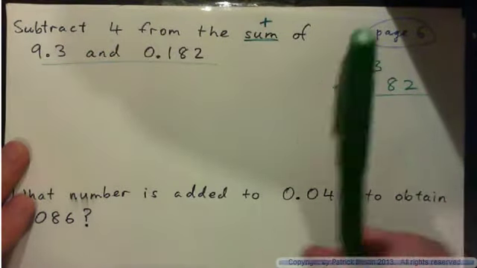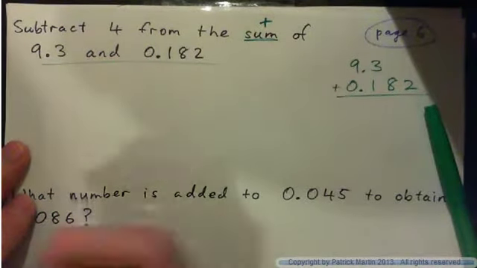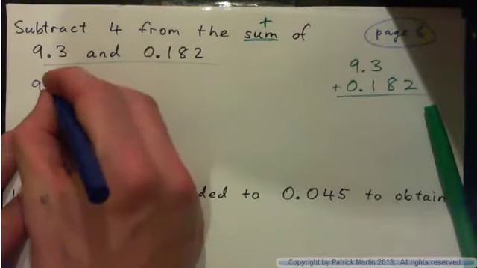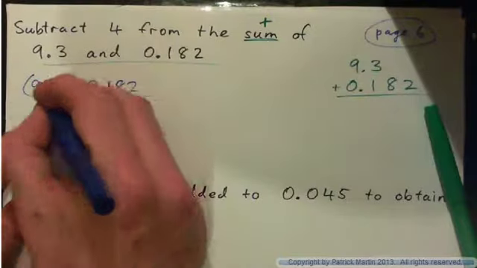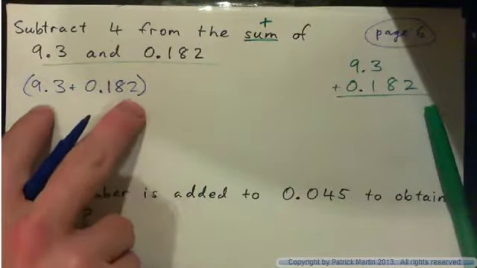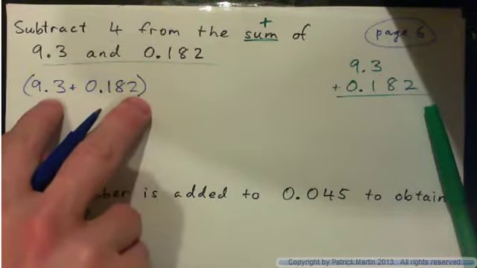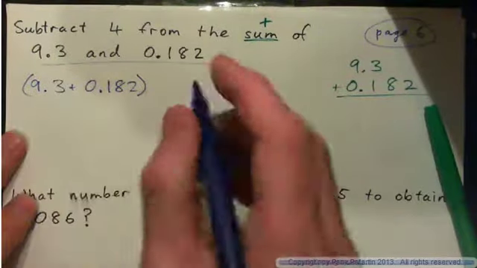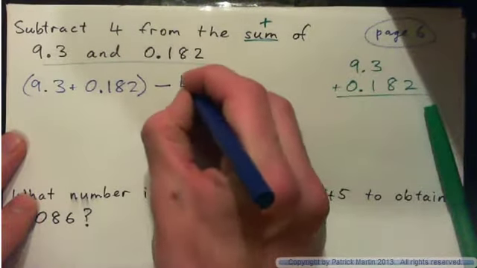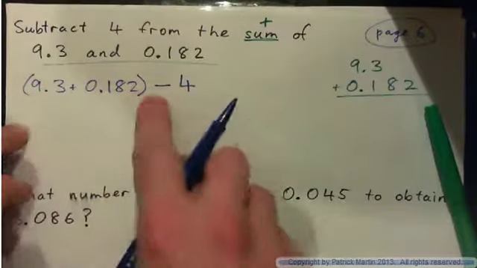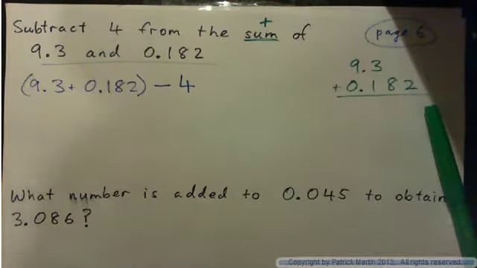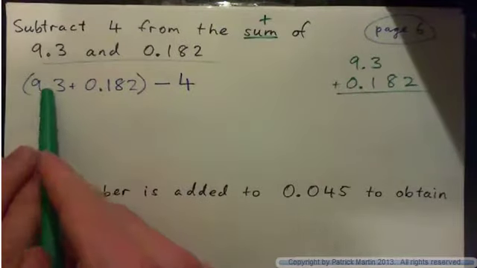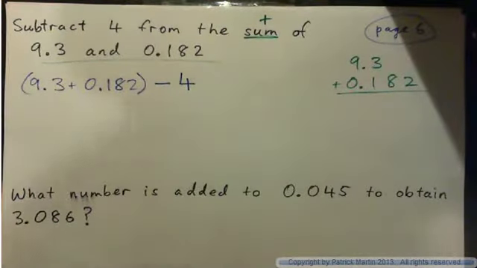Just for fun, I'm going to write out what this would look like. You would get the sum of 9.3 plus 0.182, just because in later math classes you'll have to do this. This is the sum. And you'll put that in parentheses because you want to do that first. Okay. Then you're going to subtract 4 from that sum. And so you need to write it out like that. So that's just for fun. But the bottom line is we have to add these together first anyway, no matter what.